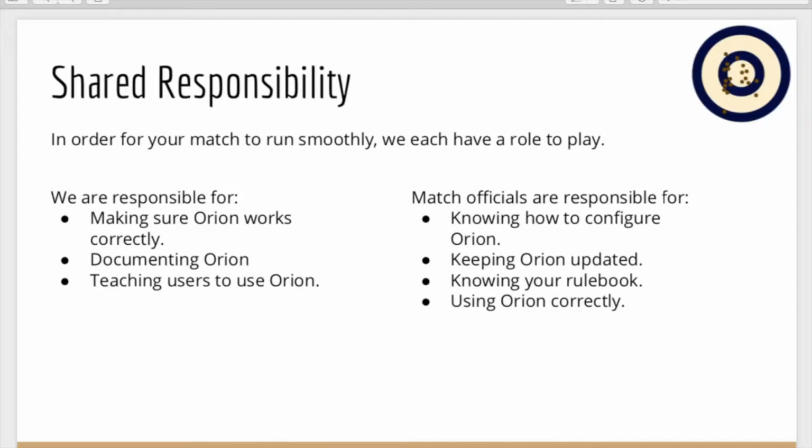It is also your responsibility to know the rulebook. Orion doesn't replace the statistical officer. Orion is a tool for the statistical officer. It is still your responsibility to know how to adjudicate everything within a competition. And of course, you are responsible for using Orion correctly. Just like any other piece of software, if you put bad data in, you're going to get bad data out.